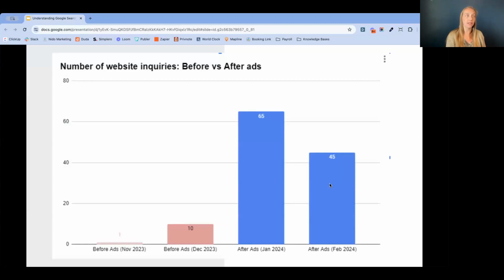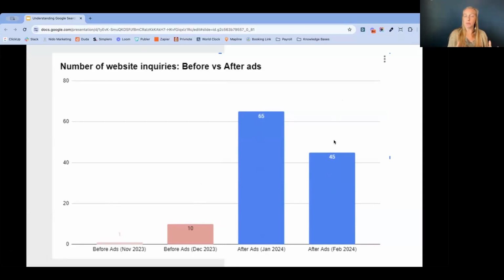So this is just a little graphic here. This is an example of a school that we started advertising for in January of this year. The number of inquiries is essentially anything that's filled out on their website. So this could be tour bookings, once again, tuition, or any type of form at all. Back in November, they had 1, then they had 10 in December. It bumped all the way up to 65 in January and to 45 in February.